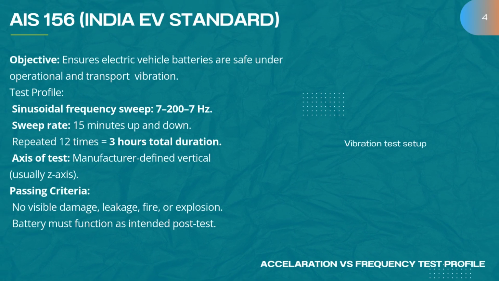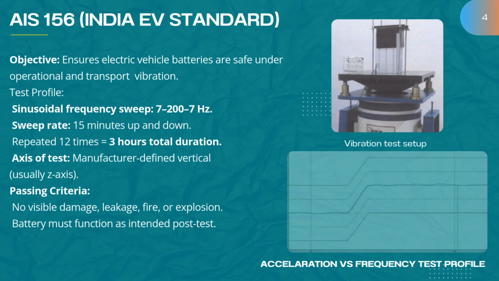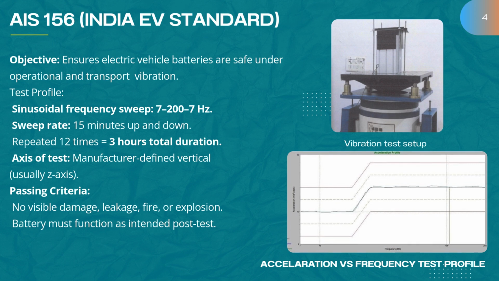So this is the Indian standard for EV battery vibration testing. The main goal here is to make sure the battery stays safe during transport and regular vehicle use. As you can see in the slide, the test uses a sinusoidal sweep from 7 to 200 hertz and back, repeated over 3 hours total. The test is usually done along the vertical axis, but can be changed according to the orientation of use.